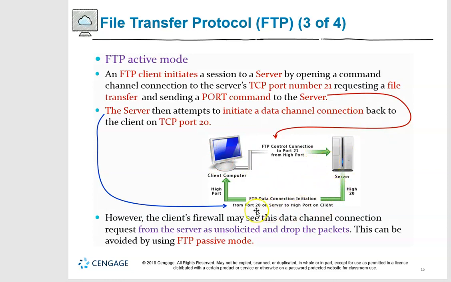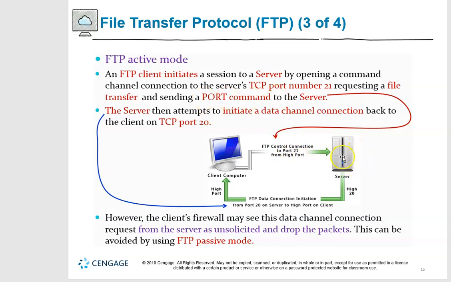And you can see the two channels of communication, the two ports. This is port 20 down here, which is the data connection initiation, and this is port 21, which is the control connection. So in this process, the FTP client initiates a session to this server by opening this command channel first. This is a command channel connection to the server on port 21 to request the file transfer, and it sends a port command to this server.